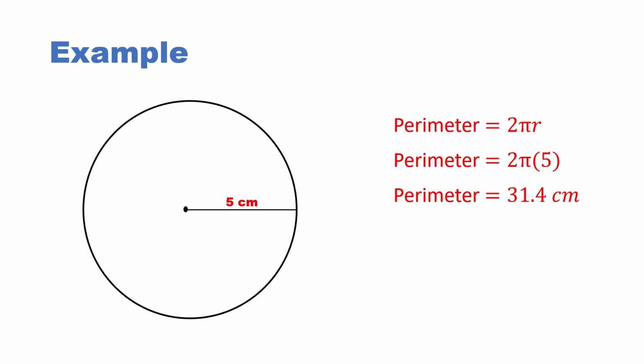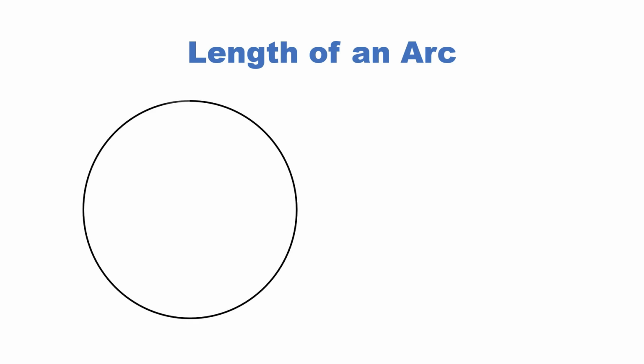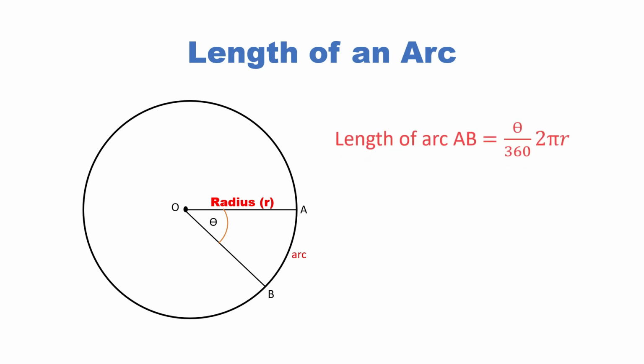Now, instead of calculating the length of the whole circumference, we can also calculate a small part, which is the length of an arc. So, if we have a circle with center O and radius r, we can draw another radius to make an angle theta, which corresponds to an arc AB. So, to find the length of the arc, we use the formula theta over 360 times 2 pi r.